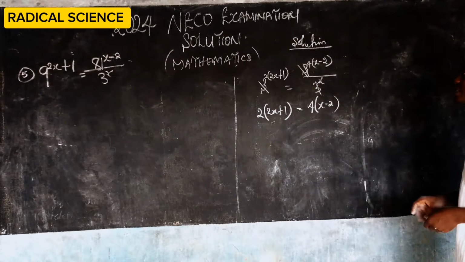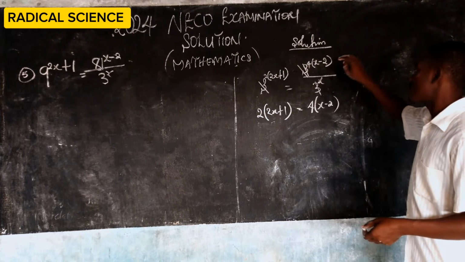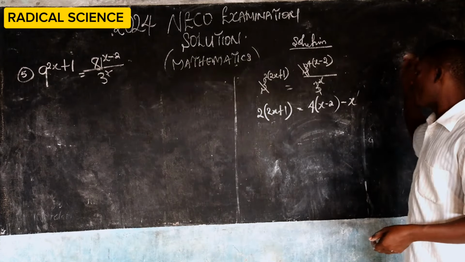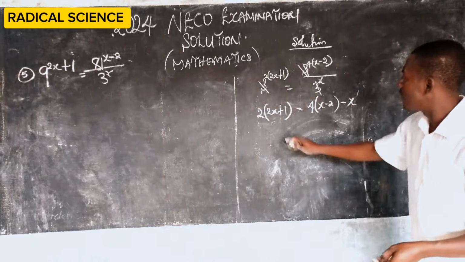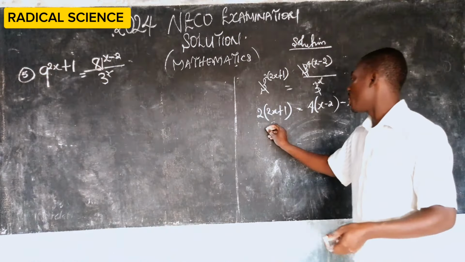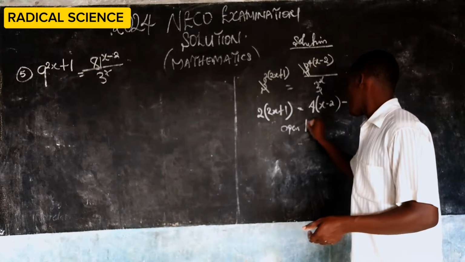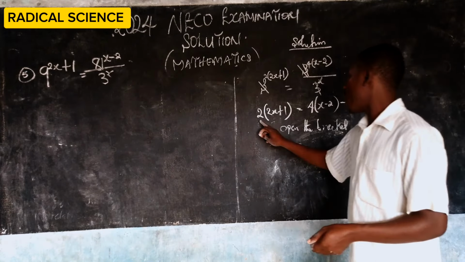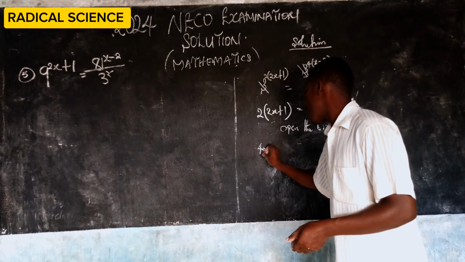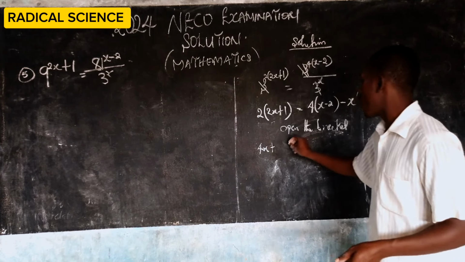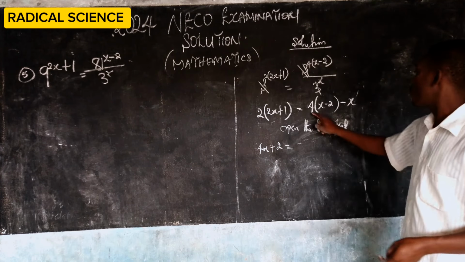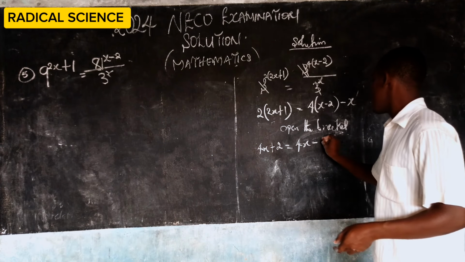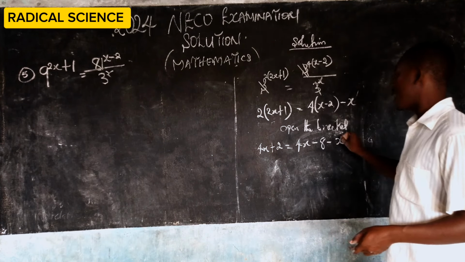You know very well that this is division. In indices, when you are given division, you subtract. Look at what I'm going to have. At this point, I'm going to open the brackets. I have 2 times 2x, which is 4x, plus 2 times 1 is 2, equal to 4 times x is 4x, minus 4 times 2 is 8, minus x.